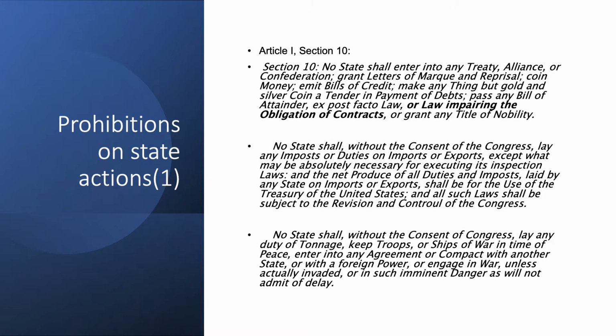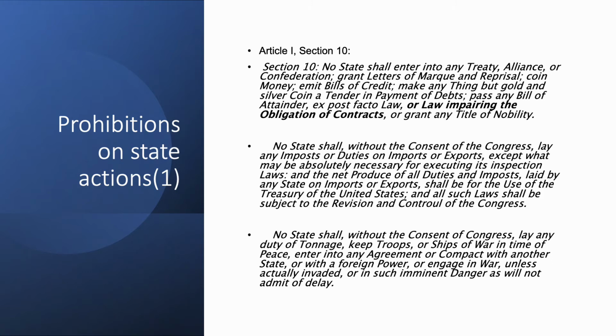note that they cannot impair the obligation of contracts. This goes back to that notion of the elites again. States were passing laws that were invalidating certain types of contracts. And so people who were, let's say, owed money, like a banker, would suddenly discover they weren't going to get that money because the state legislature passed a law saying people didn't have to pay them back because of the nature of the contract that they wrote.